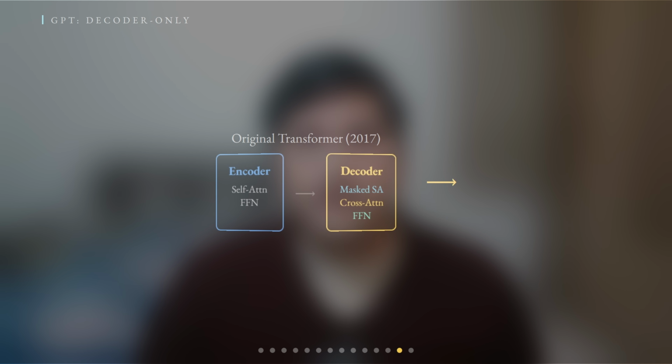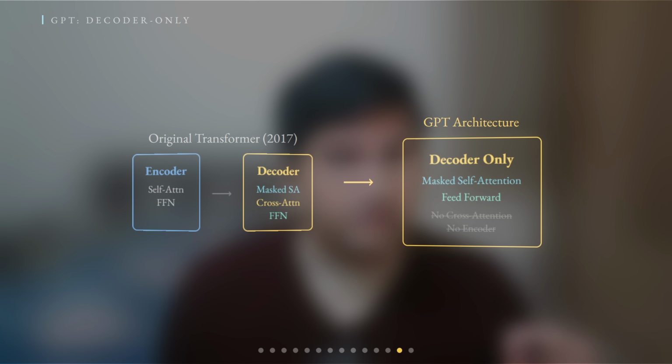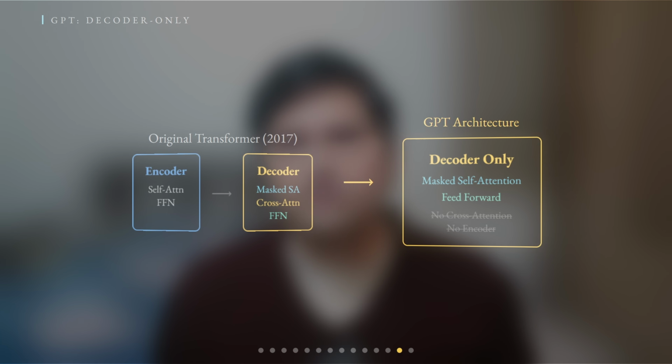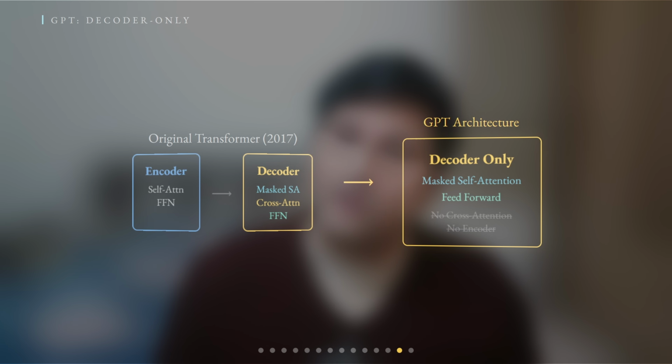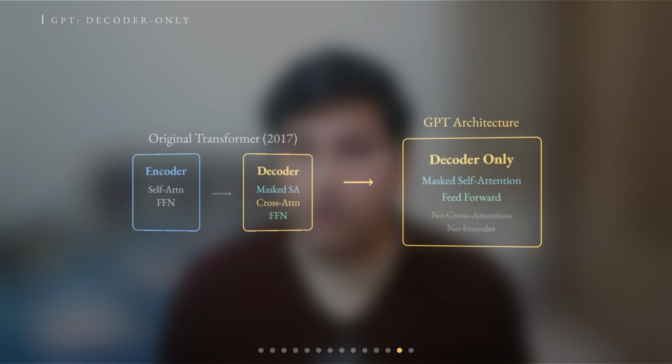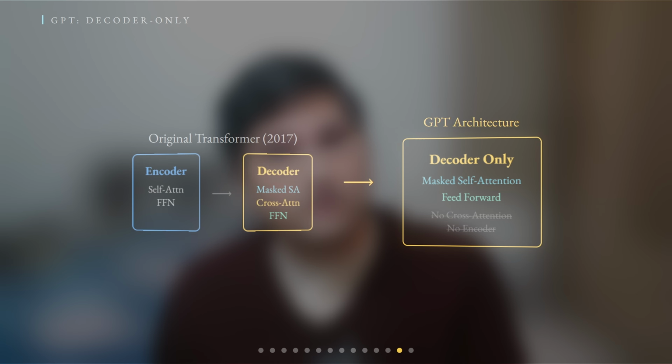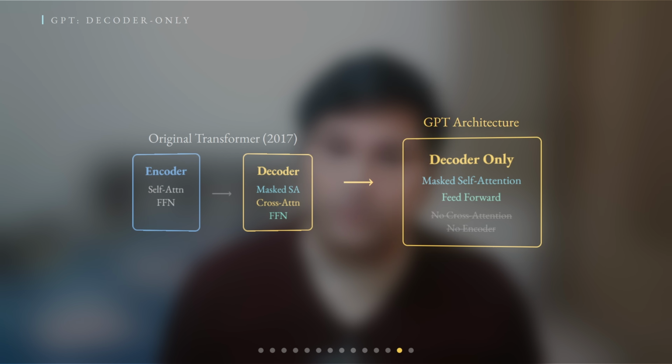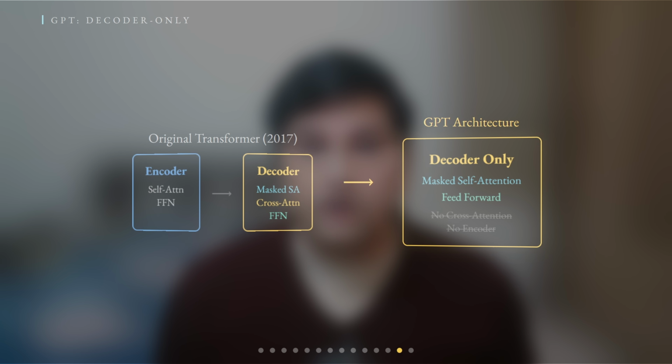But a researcher at OpenAI asked a different question. What if you do not need to translate between two sequences? What if you just want to generate text from a single stream of words? This is the GPT architecture. It keeps only the decoder. Cross attention is removed because there is no encoder to cross attend to. The encoder itself is removed entirely. What remains is the masked self-attention layer and feed-forward network. That is it. The model we talked about today minus one sublayer.